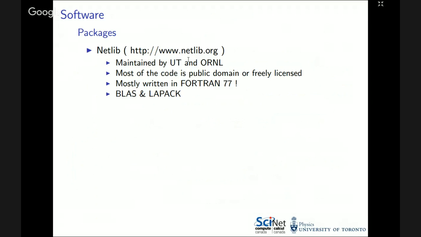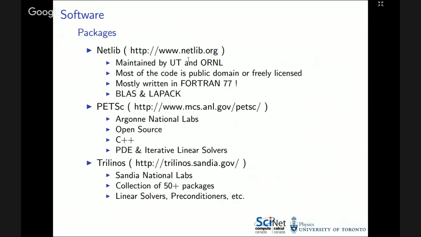Okay. So let's review some of the packages that are there. The one that we are going to be using is netlib. Each of these packages is maintained by one of the different national labs in the States. ORNL, netlib, PETSc is Argonne, and then Trilinos is Sandia. But basically, the same idea and the same concepts apply to each of them.